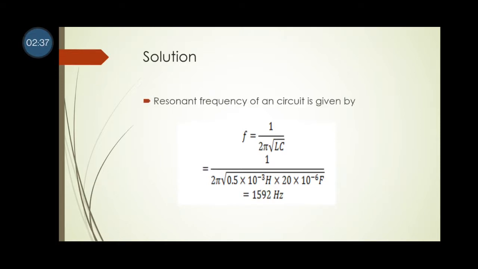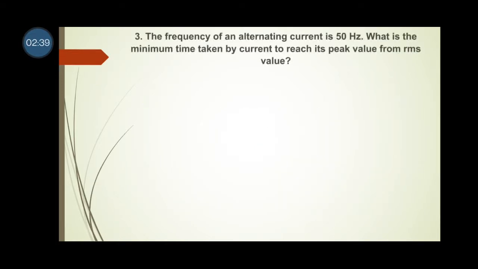Next, the frequency of an alternating current is 50 Hertz. What is the minimum time taken by the current to reach its peak value from the RMS value? We need to get its peak value, the highest value. These are the options. They have given a frequency, but from the frequency we have to calculate the time. As you know, time and frequency are inversely proportional.